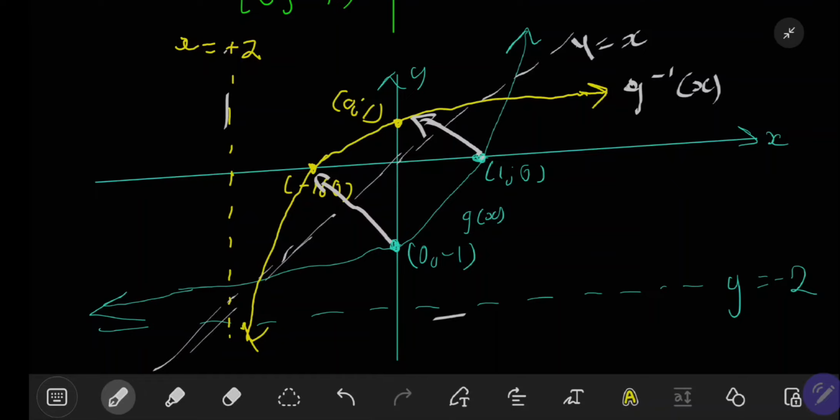Okay, so guys, this is the inverse function.